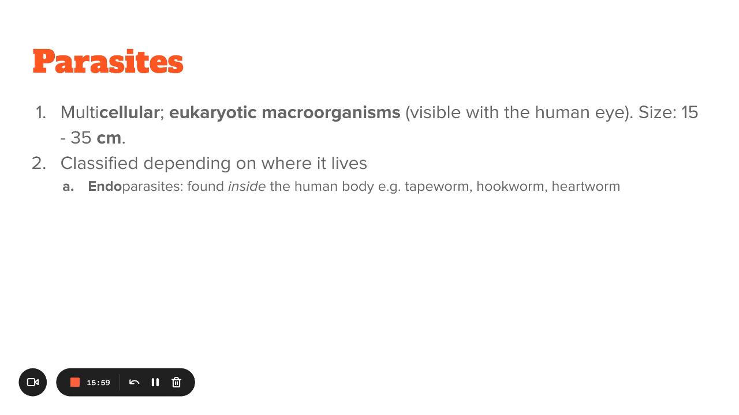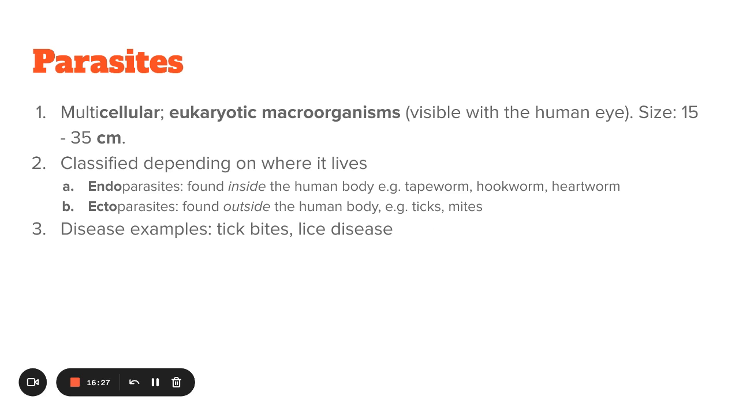So endo meaning to do with inside or within. So if it's found within the human body, it's endoparasites, or if it's found outside the body, it's ectoparasites. And I know that if you know biology, there are quite a lot of prefixes that start with endo. So you know the prefix endo, you know that it is inside, right? Ecto meaning outside. Found outside the human body, so ticks and mites.